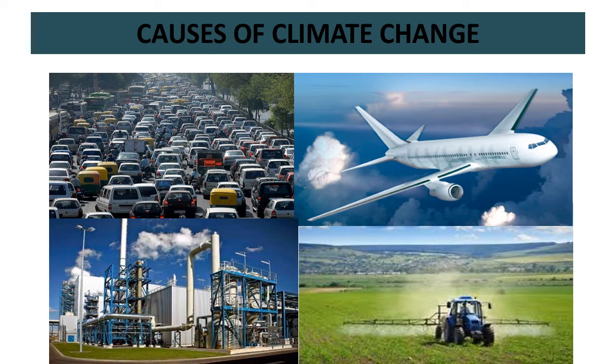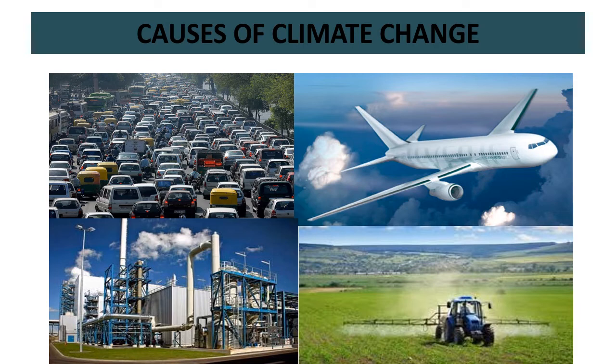So some of the causes in more detail. We see the photo to the top right, the aviation industry. Also, they are a key emitter. The one to the top left, the use of vehicles, both public and private transportation. They contribute a lot because we use fossil fuel. The one to the bottom left, we see industrial activities from manufacturing. They emit a lot of carbon dioxide and other greenhouse gases.